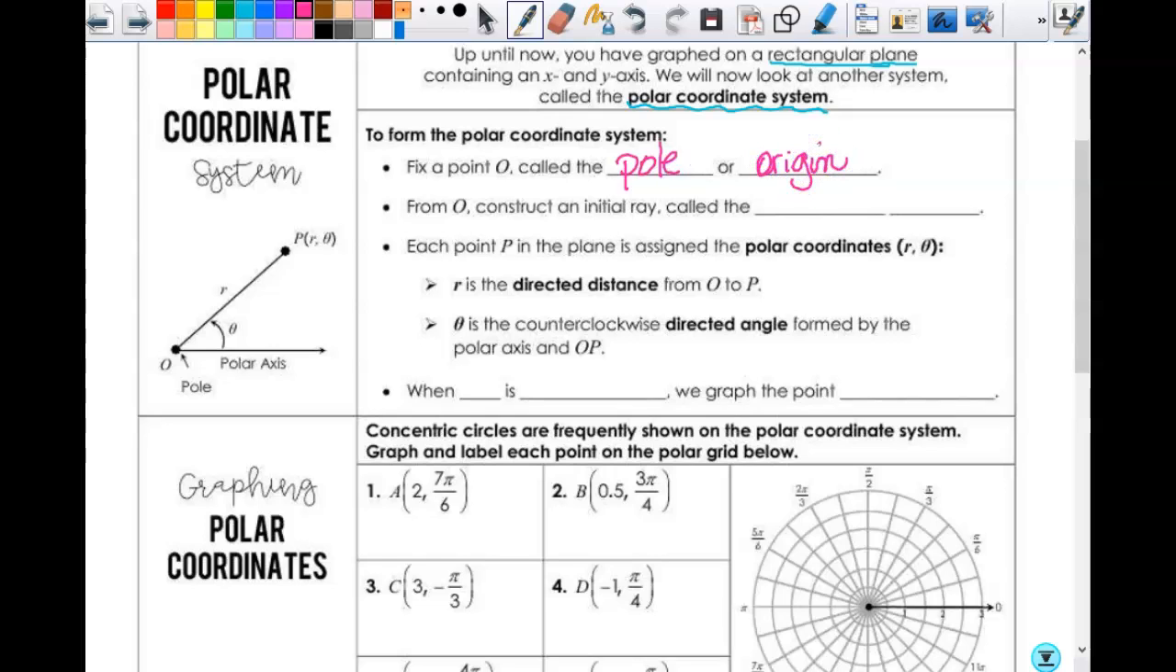And you can call it either one. Really, we call it the pole. And somebody last period said, well, what will other teachers call it? I think most everybody that's going to talk about polar calls it the pole. But if you see it referred to as the origin, it's still the same thing.